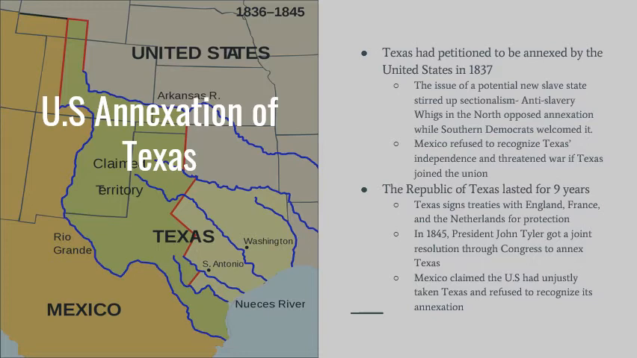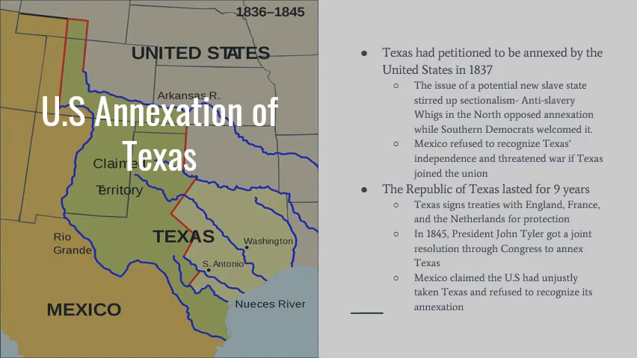Finally, by 1845, President John Tyler got a joint resolution through Congress to annex Texas. Thus, Texas was already a part of the United States by the time James K. Polk took the oath of office in March 1845.